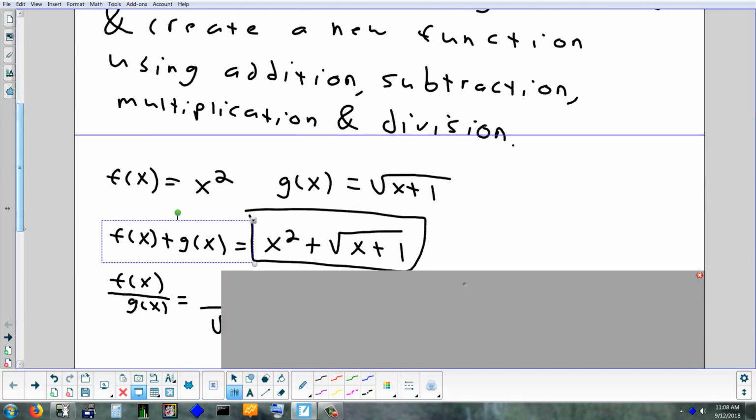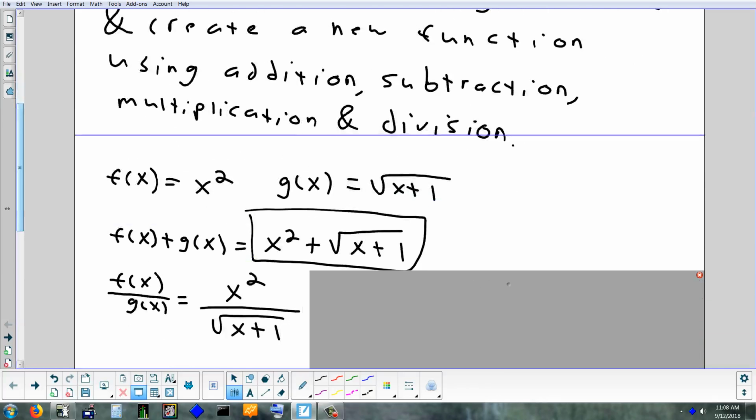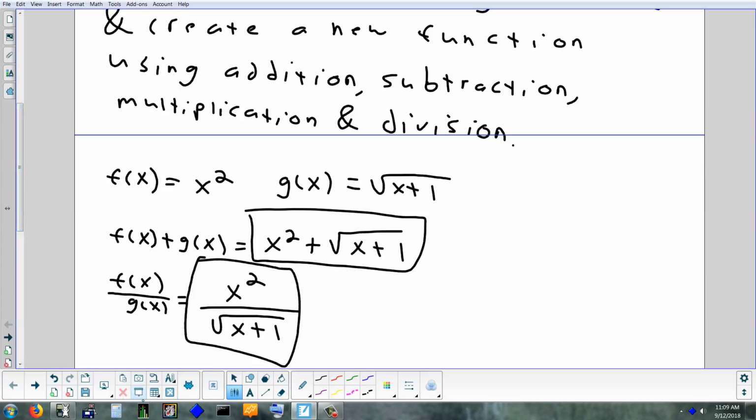Okay, the next one I also haven't given a name to either. I've just said, well, it's f of x divided by g of x. And that's literally what I'm going to do. F of x divided by g of x. So I've created another new function by combining two other ones using the operation of division.